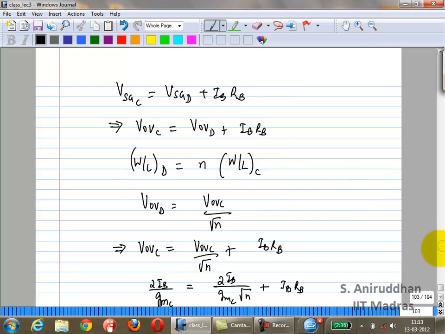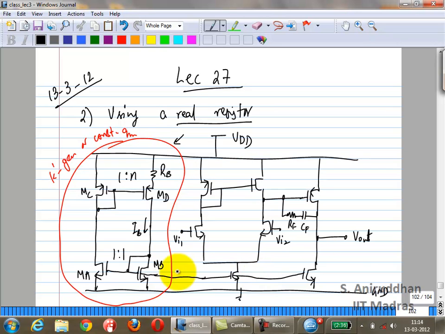And now let's say the same IB is mirrored into, so let me number these guys, M2, I'll call this M7. So the same IB is being mirrored into M5 and M7. Okay. So now if the bias current is proportional to 1 over RB squared, what will the GM of 6 be proportional to? 1 over RB, because GM is related to root of the current.